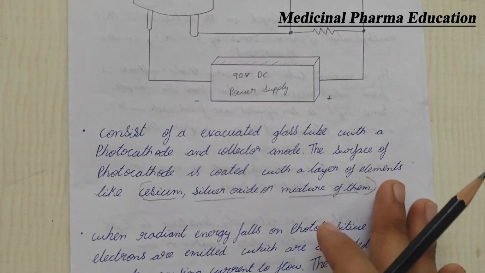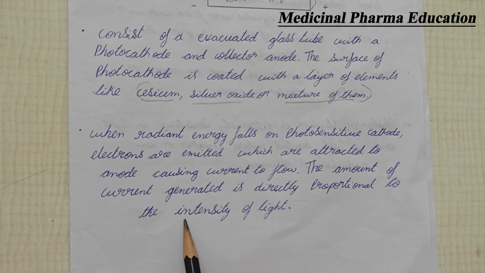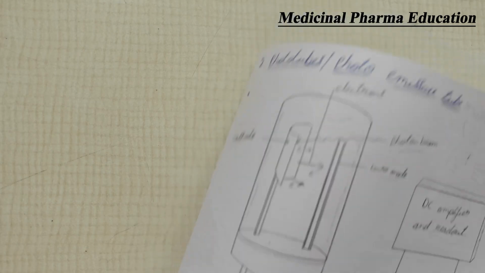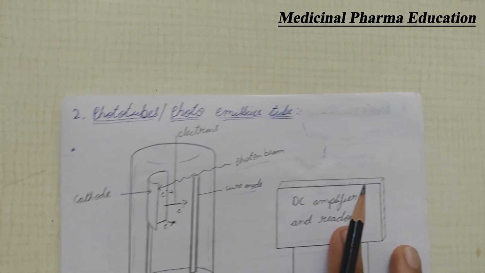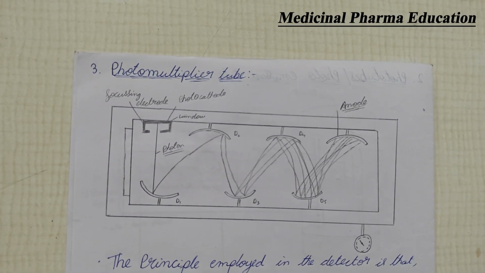The amount of current generated is directly proportional to light intensity. As light intensity increases, current also increases. This is the basic concept of the phototube detector or photo emission tube. Next, similar to the phototube, we have the photomultiplier tube.